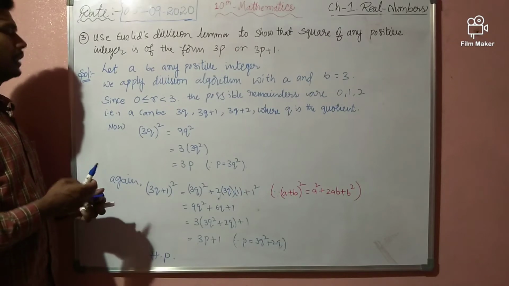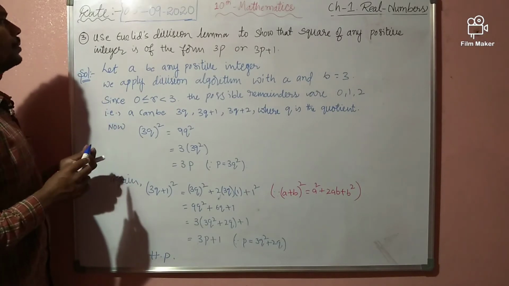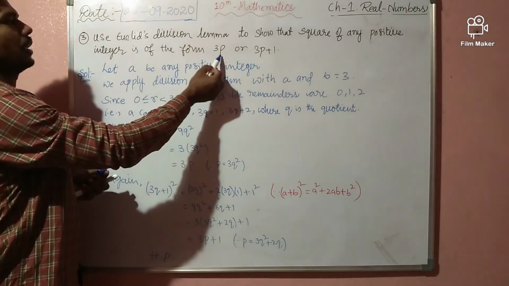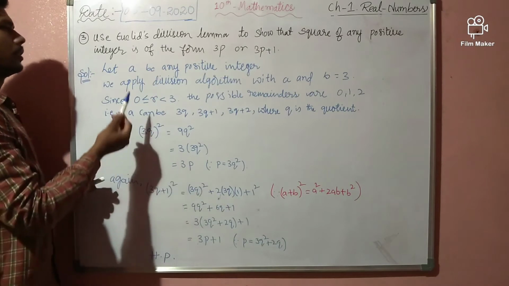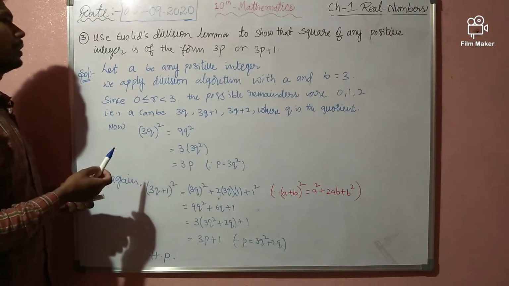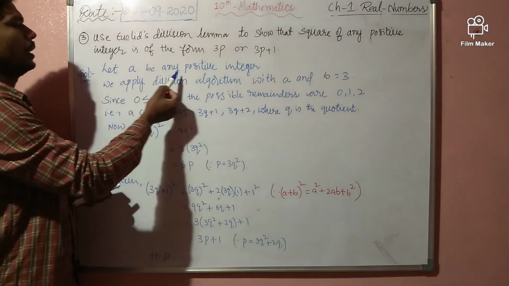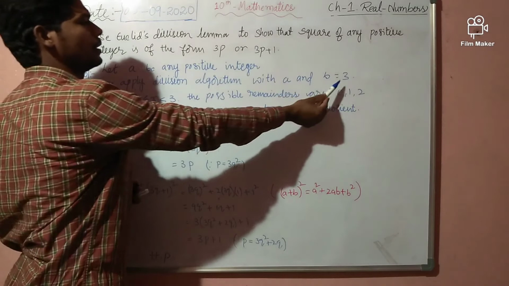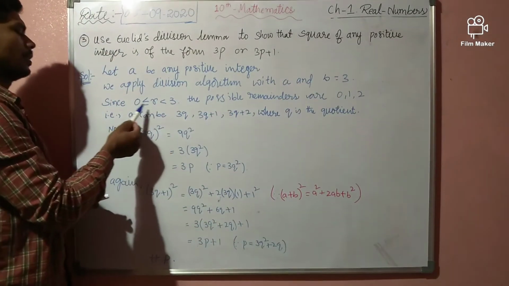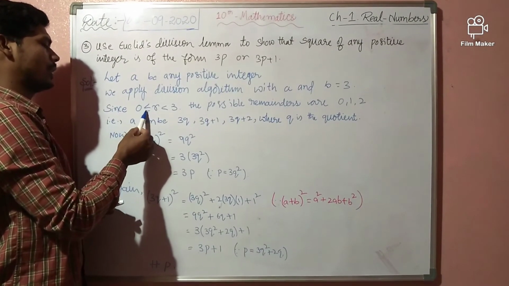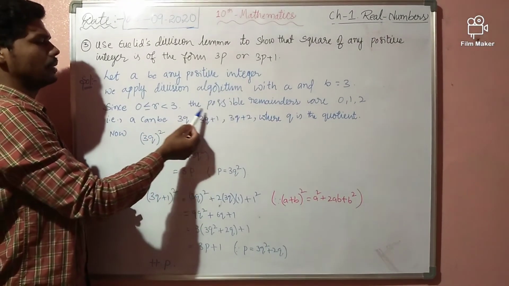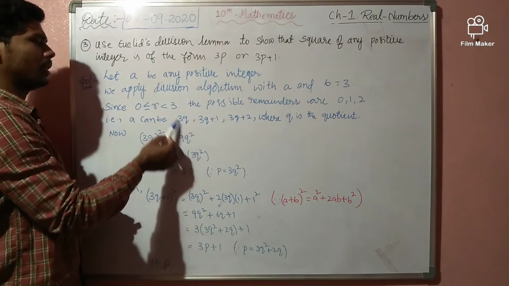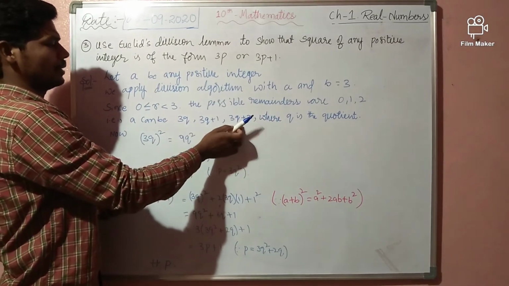And our next problem is the third problem, that is, use Euclid's division lemma to show that the square of any positive integer is of the form 3p or 3p plus 1. So the solution, we know the division algorithm. Let a be any positive integer. We apply division algorithm with a and b is 3. Since the remainder is more than or equal to 0 but less than 3, the possible remainders are 0, 1, 2. That is, a can be 3q, 3q plus 1, or 3q plus 2.